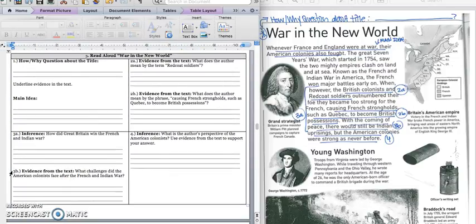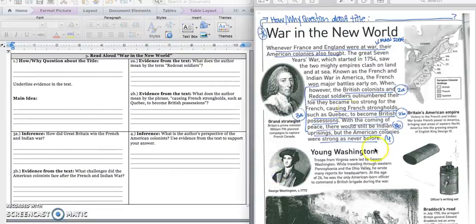Turn the page and you should have your notes, your text page out on your desk. And before we get started reading, for every nonfiction text that we have, we're going to ask a how or why question about the title. And that's going to help us find the main idea. So our title is War in the New World. And so we're going to turn this title into a question that starts with how or why.